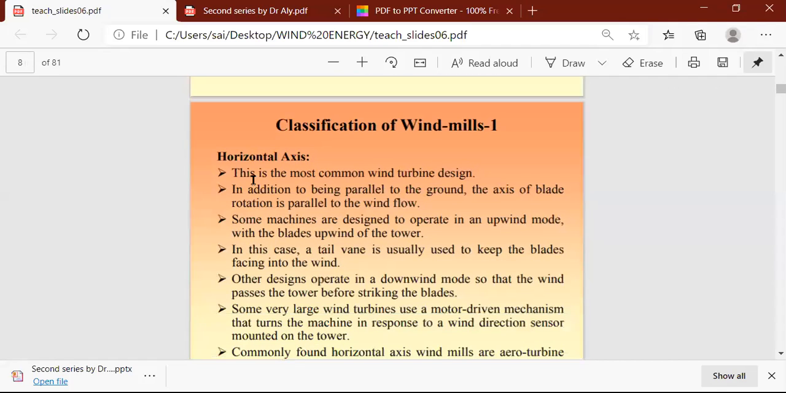First we see what the horizontal axis wind turbine is. This is the most common wind turbine design. In addition to being parallel to the ground, the axis of blade rotation is parallel to the wind flow. Which means the blades in the horizontal axis wind turbine are parallel to the ground as well as parallel to the wind flow. Whatever wind flows onto the blades is parallel to those blades.